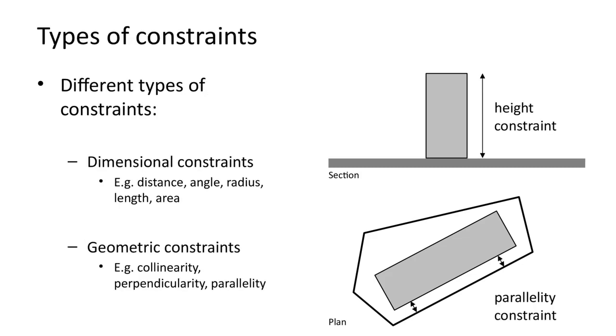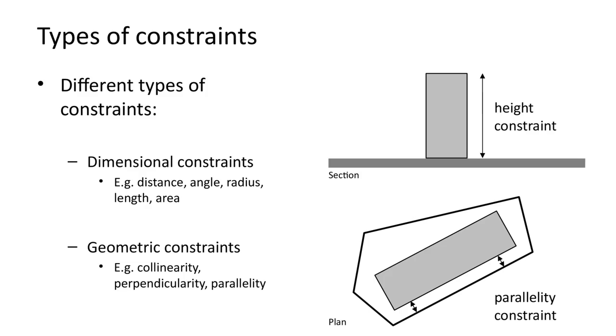Two common types of constraints are dimensional constraints and geometric constraints. Dimensional constraints focus on dimensions and include things like distances, angles, and areas. Geometric constraints focus on relationships between entities. They include things like collinearity, perpendicularity, and parallelity.